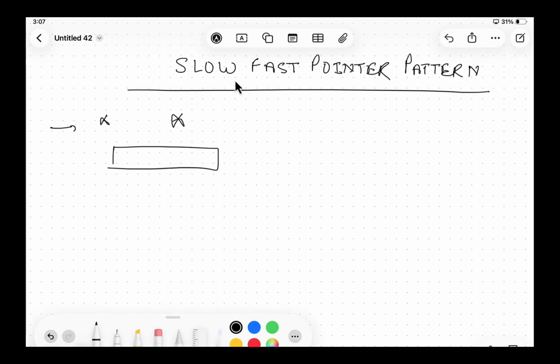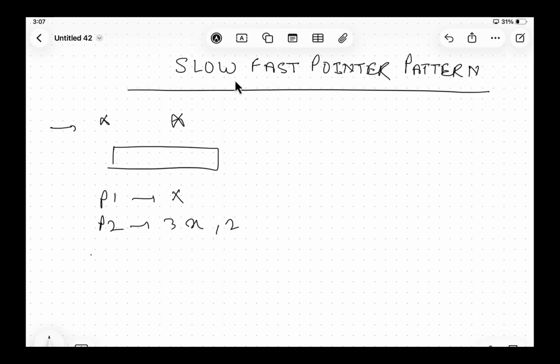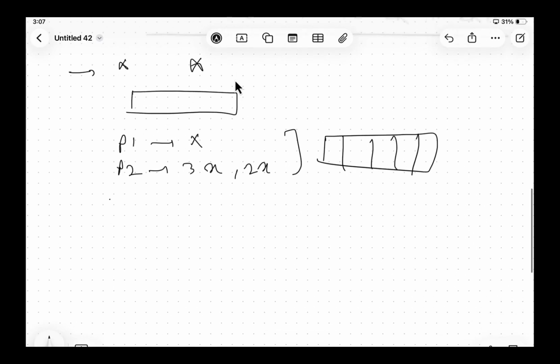So maybe pointer 1 is moving at x speed, but pointer 2 might be moving at 3x speed or 2x speed. And these are going to move on the same data structure. It may be an array, it may be a linked list, anything. Where this kind of pattern is going to be used is very important, just understand that.